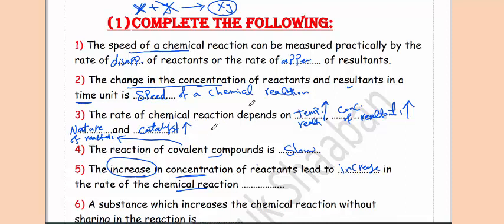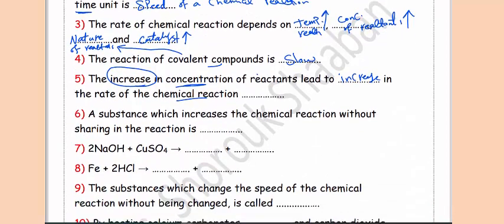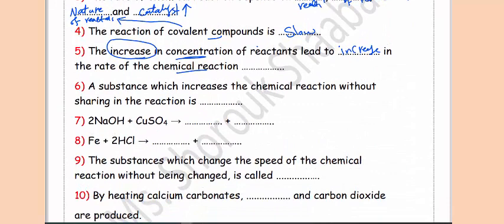Okay, question number 6. A substance which increases the chemical reaction without sharing in the reaction is what? Which substance لو أنا حطيتها في الرياكشن بتاعي هتغير في الريت of reaction، ممكن تعمله increase وممكن تعمله decrease، لكن هي نفسها without sharing in the reaction مش هيحصل لها أي حاجة. دي طبعا definition of catalyst.